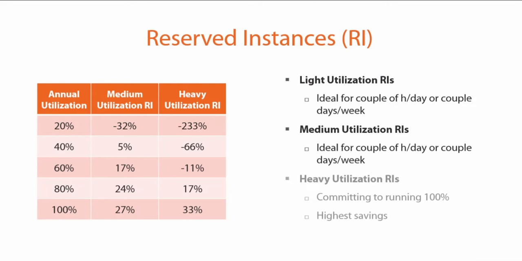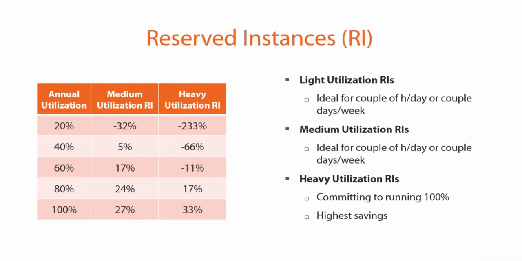And then you have the heavy utilization. With heavy utilization, you are committing to running this instance 100% of the time, and you get the highest savings from this type of utilization. Now, the one thing to note with heavy utilization RIs is if you power it off, it doesn't really matter. You're still paying for 100% utilization. So whether you power it off or not, it doesn't really make a difference, so you might as well just keep it up. With medium and light, you have the ability to power it down, and when you're powering down, you obviously are not paying.